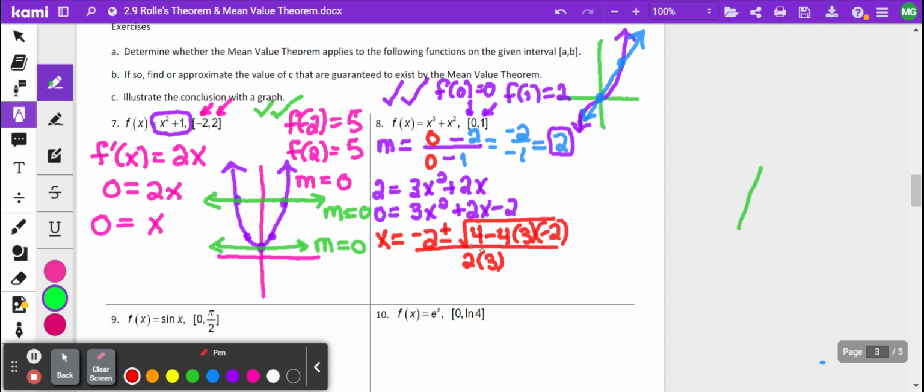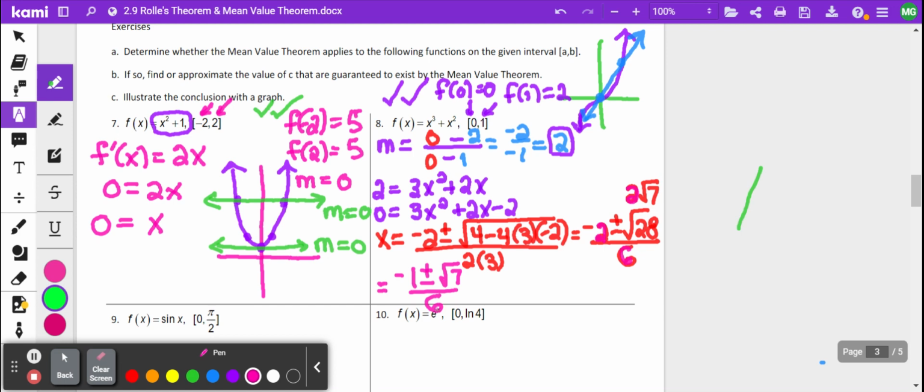When you clean up under the radical, you get 28. So it's negative 2 plus or minus the square root of 28, all divided by 6. We're going to clean up that 28. It's going to be root 4 times root 7, which gives us 2 root 7. And then we're going to simplify the 2 and the 6. So what we get is negative 1 plus or minus root 7 over 6.